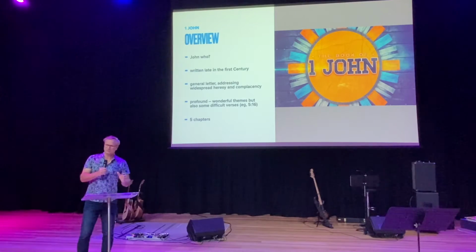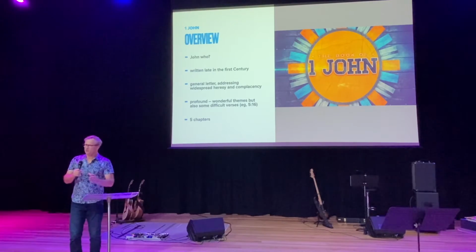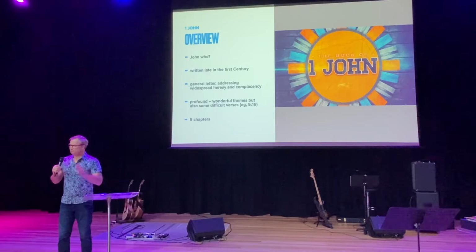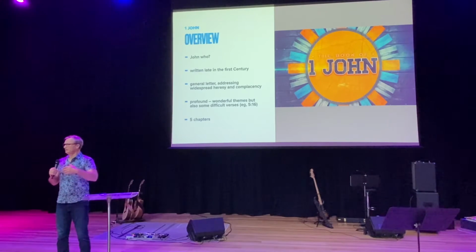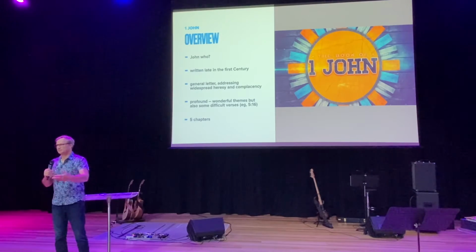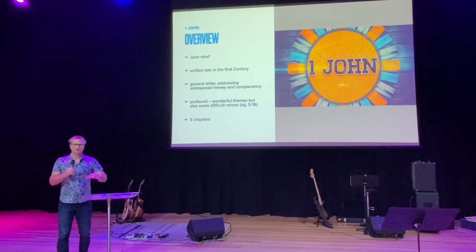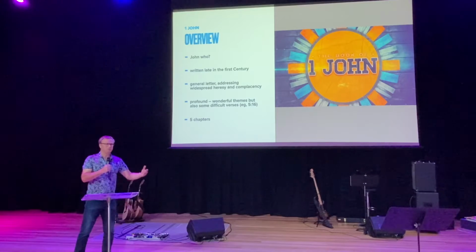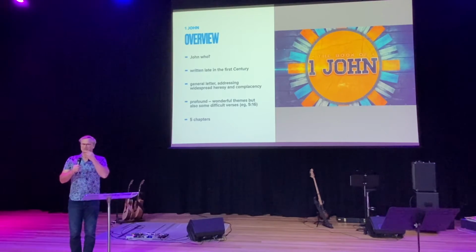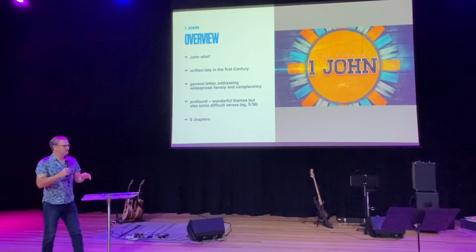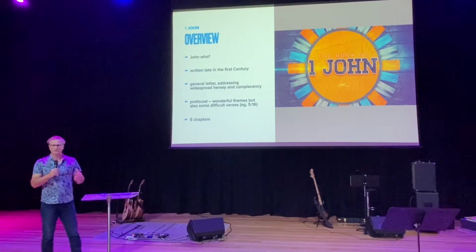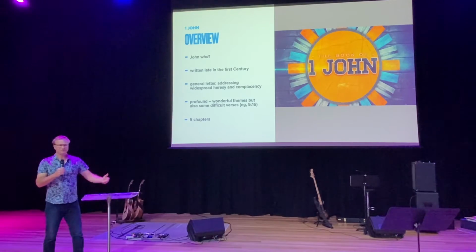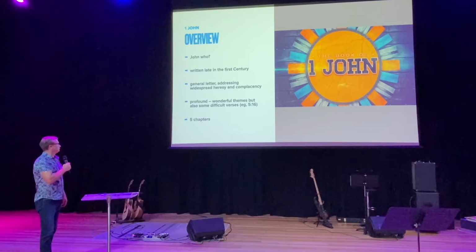So the church had been going for a few decades, and early on it was full of enthusiasm, and great things were happening. But over time, some of that enthusiasm was lost, a bit of complacency crept in. There were second and third generation Christians who didn't have the eyewitness accounts anymore of the early church. And things changed a little bit, and there was some heresy and some complacency. So John wrote this pretty late in his life, toward the end of the first century, to address those issues.